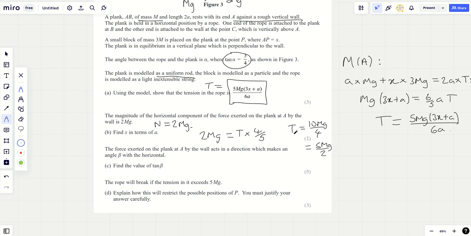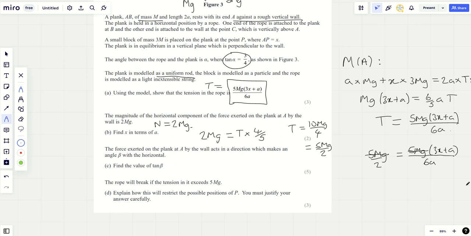Now, look how stingy the marks are on this paper, because I've got to do all of that. And then to find x in terms of a, I'm going to have to equate this to this because I've got two expressions for tension now, so I can say they must be the same. So 5mg over 2 equals 5mg(3x plus a) over 6a. They definitely misjudged the difficulty of this question, if you ask me. I think it's very difficult.